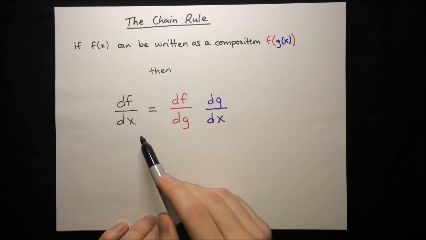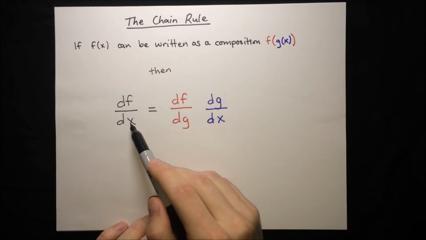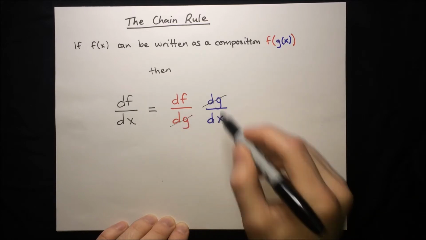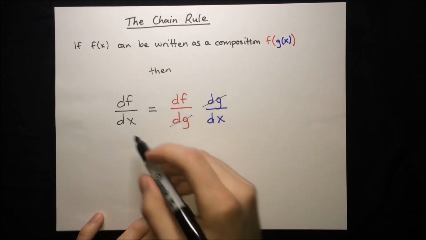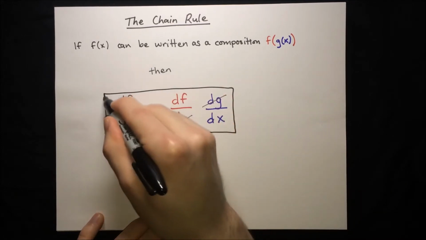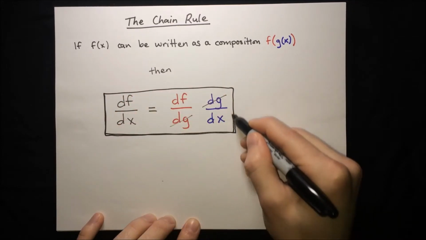It really just says that df dx is kind of like a fraction, in that we can multiply and cancel out the dg's. And this chain rule is so important. It's going to come up all the time. So here's a big box to indicate how important it is.